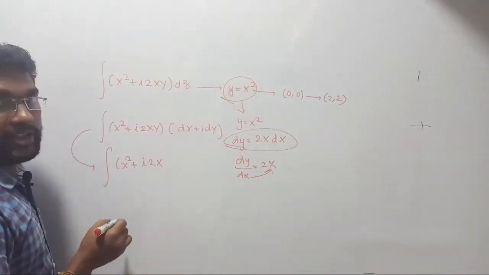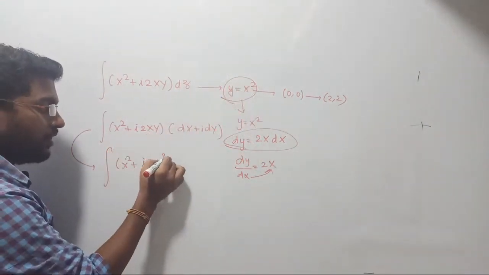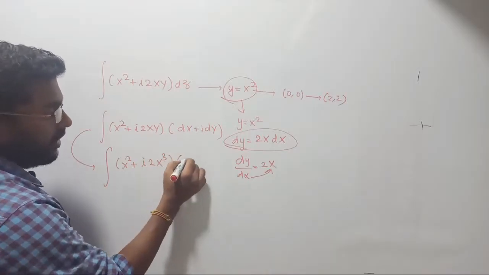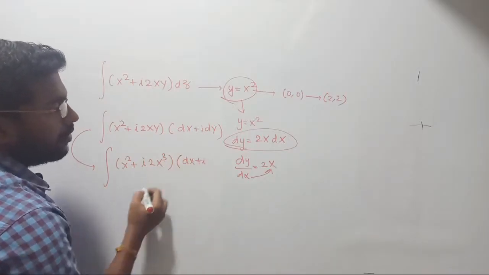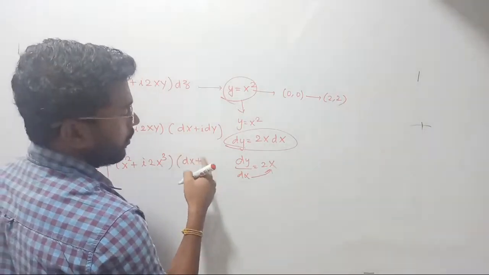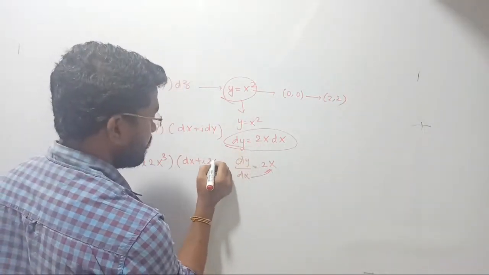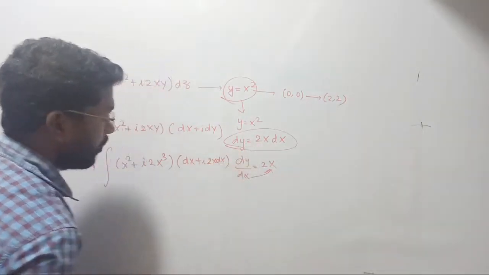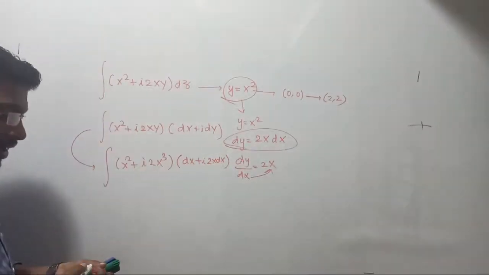So what is the conclusion? y can be replaced by x square. Already we have x, so it will become x cube into dx, plus I into dy, where dy can be replaced by 2x into dx. Fine. Now there is no option, we have to do integration.